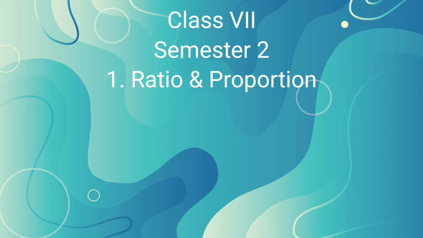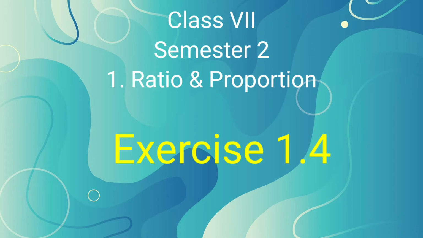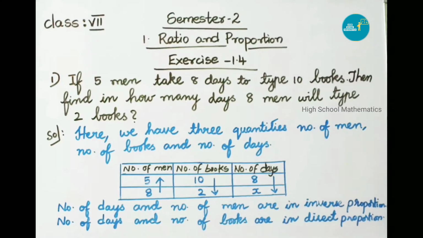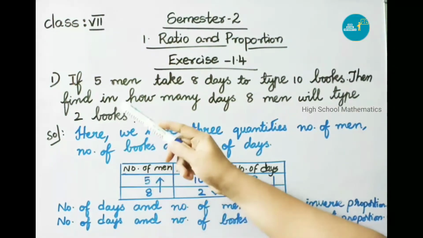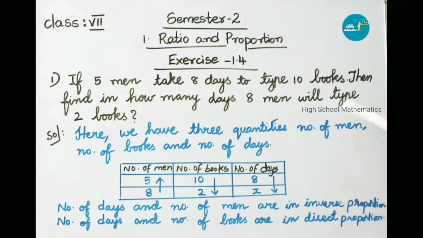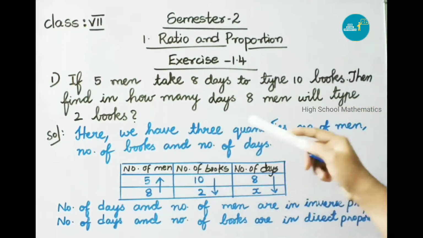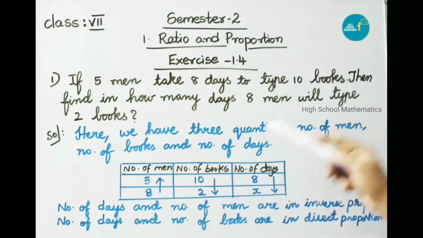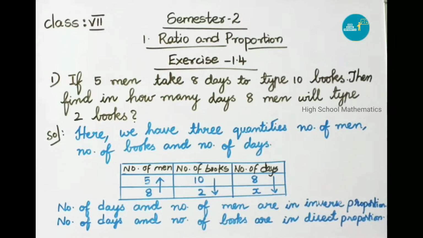Today we are going to learn Class 7 Semester 2 Chapter 1 Ratio and Proportion Exercise 1.4. See now question number 1. If 5 men take 8 days to type 10 books, then find in how many days 8 men will type 2 books. Let us see the solution.